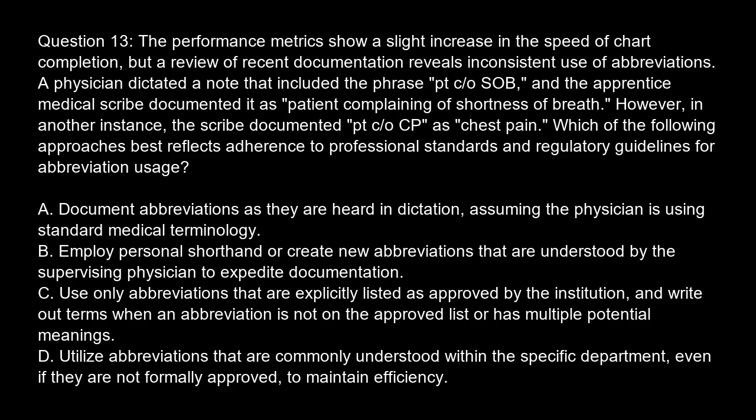Option A. Document abbreviations as they are heard in dictation, assuming the physician is using standard medical terminology. Option B. Employ personal shorthand or create new abbreviations that are understood by the supervising physician to expedite documentation. Option C. Use only abbreviations that are explicitly listed as approved by the institution, and write out terms when an abbreviation is not on the approved list or has multiple potential meanings. Option D. Utilize abbreviations that are commonly understood within the specific department, even if they are not formally approved, to maintain efficiency.